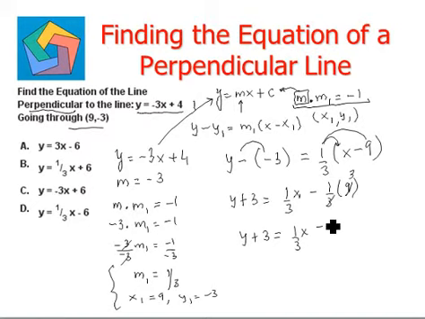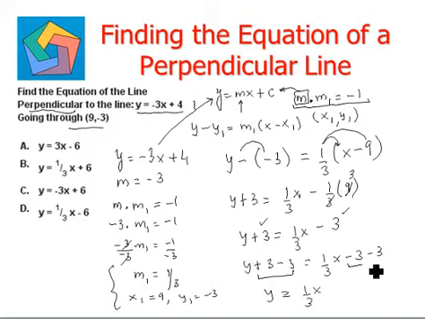Now we have to move this 3 to the other side, so subtracting 3 from both sides, this becomes 0. So y equals 1/3 of x, negative 3 minus 3 is negative 6. So y equals 1/3 of x minus 6 is the final answer and can be seen in option D.